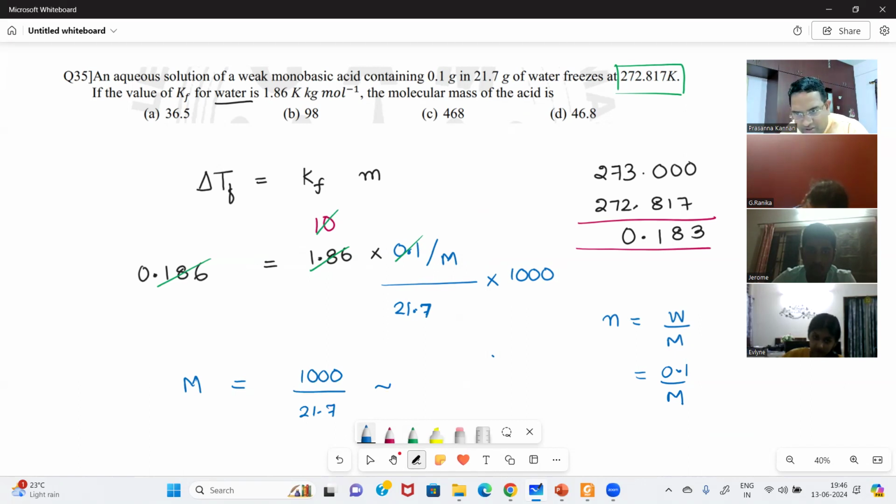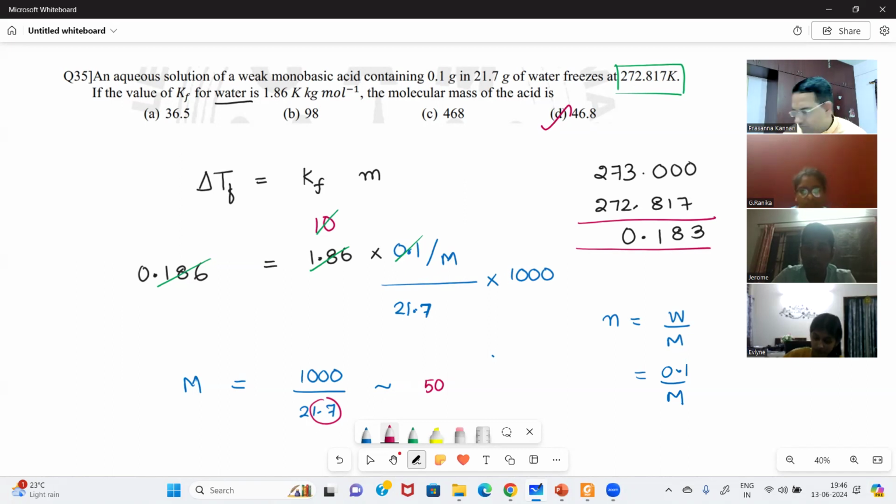I'll make one approximation here. Suppose 21.7, I make it as 20 only. Then it will be what? What is 1000 by 20? 50, sir. So your answer will be approximately 50, but less than 50 because the denominator is more than 20. So which answer is correct? 46.8. Yes, 46.8 will be the correct answer. Did you understand? Yes, sir.